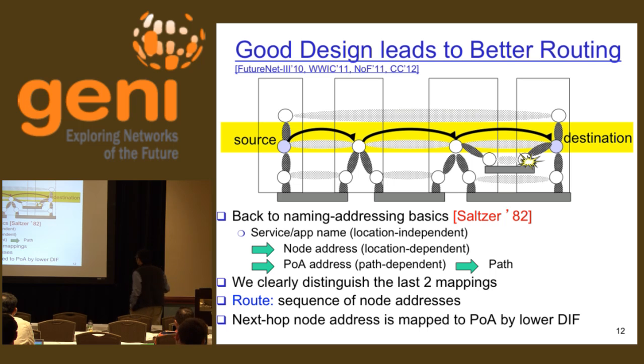All right, so here, for instance, this is multi-homed. So this node has two points of attachment here. If I want to go to the next hop, which is the destination, I can easily route to the destination process by using the operational lower layer DIF or lower layer flow.